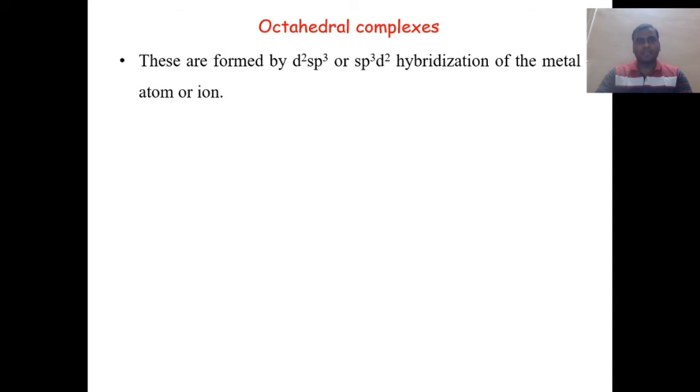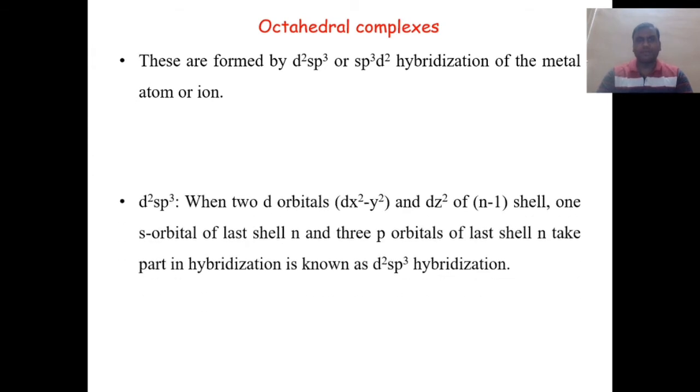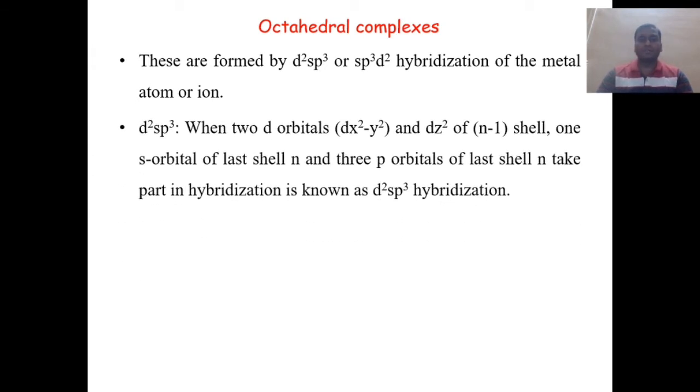These are formed by either d2sp3 or sp3d2 hybridization of the metal atom or ion. So two types of hybridization are possible, that is d2sp3 or sp3d2. Whenever d2sp3 hybridization takes place, the two d orbitals, dx2-y2 and dz2, of the (n-1) shell, the 1s orbital of the last shell n, and the 3p orbitals of the last shell n take part in hybridization, and that is called d2sp3 hybridization. Here is an example of an octahedral complex in which d2sp3 hybridization takes place.